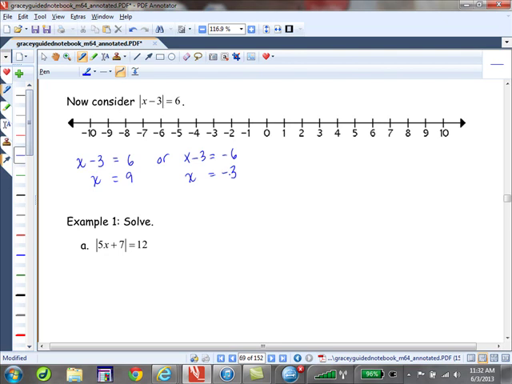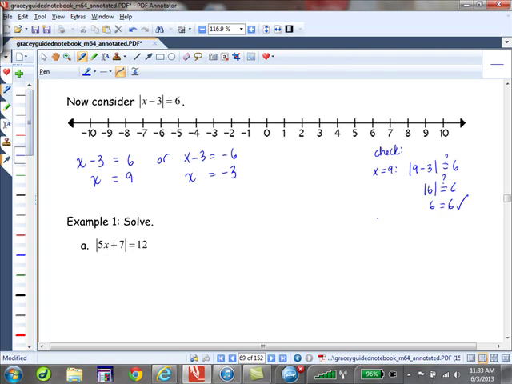So now, it's always a good idea to check your solutions. You check them in the original equation. If we're checking x equal to 9, we would have the absolute value of 9 minus 3. Is that equal to 6? Well, absolute value of 6, is that equal to 6? Yes, because the absolute value of 6 is 6, and 6 does indeed equal 6.